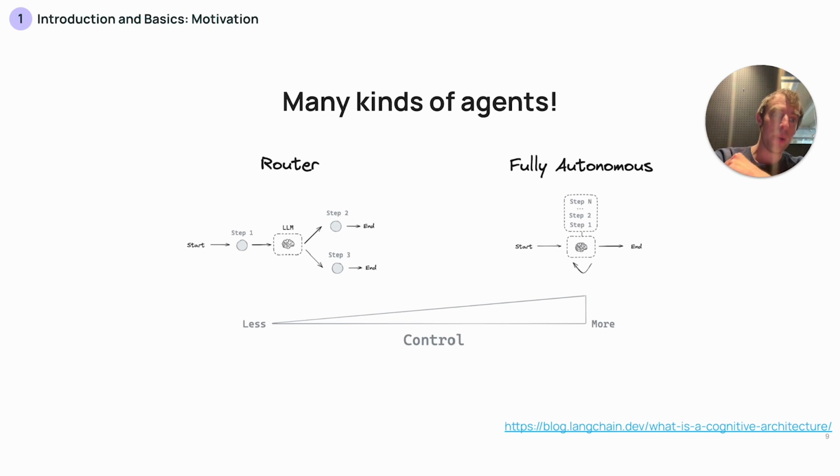On the other extreme, you can have an LLM that's connected to a large number of tools. The LLM can choose to invoke those tools in any order it wants. That's what we might think of as a fully autonomous agent. It can be long running. It can choose any trajectory through the set of tools. And that's an example of an agent that has a much greater degree of control.